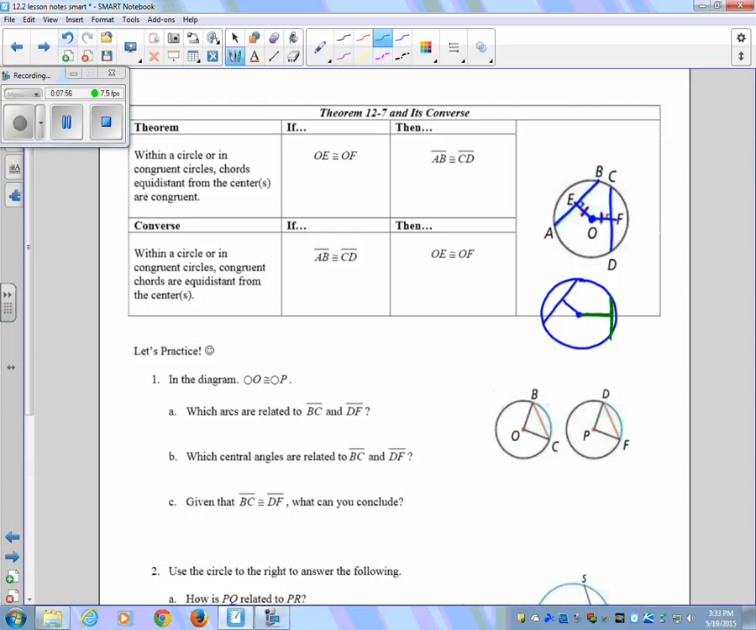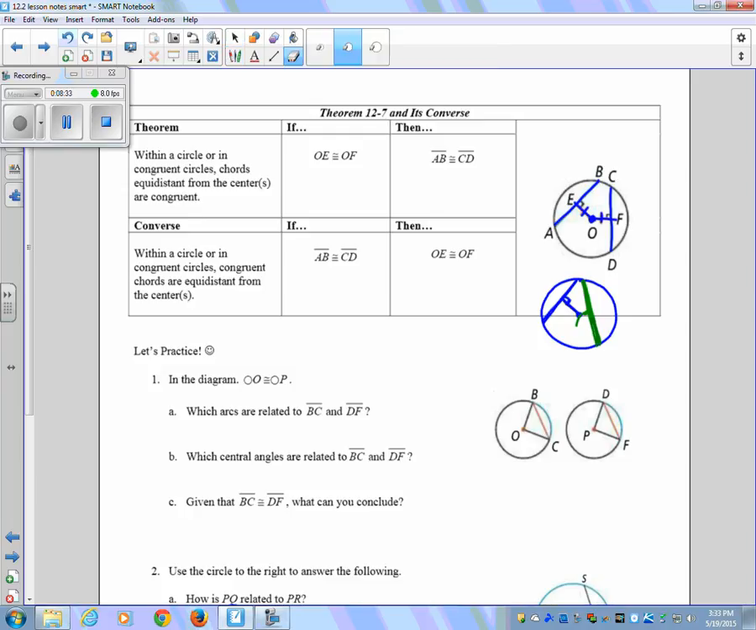If we do a chord that is closer to the center, let's make one that's only a half inch from the center. Well, now that chord is going to be longer because it's closer. The closer it gets to the center, the longer it is. The further away it is from the center, and remember we measure distance by the perpendicular distance, the shorter the chord is.